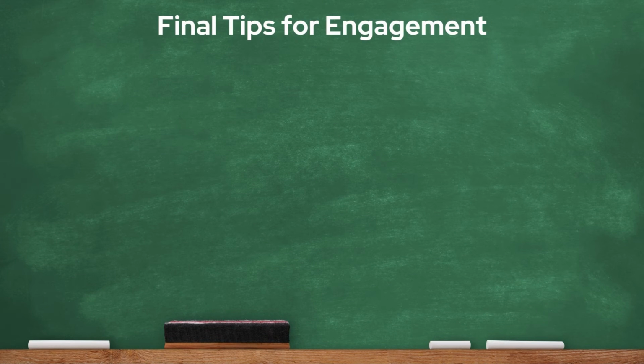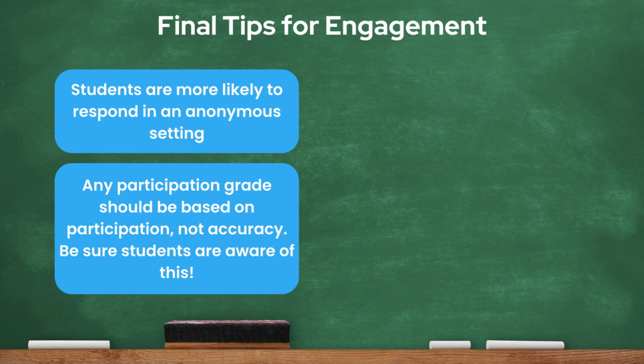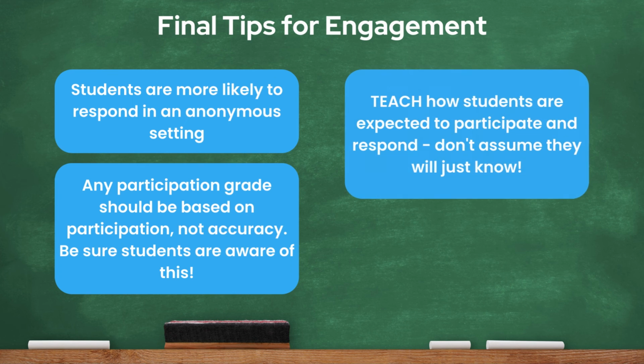A few final tips to get your students engaged. Students are more likely to respond in an anonymous setting, so keep it anonymous when you can. If it's not anonymous, which it may not be depending on the tech you've chosen, check that it's anonymous between students. That is, the teacher can see who said what, but students cannot. Participation grades, if you choose to use them, should be based on participation and not the accuracy of responses. If you implement participation grades, be sure students are aware of this expectation.